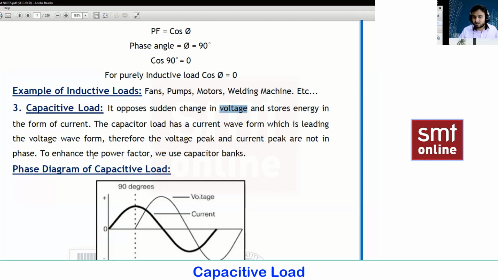So what is the reason for the capacitor? Whenever your machine requires some extra amount of current, this capacitor will provide that extra amount of current, instead of taking it from the main supply.